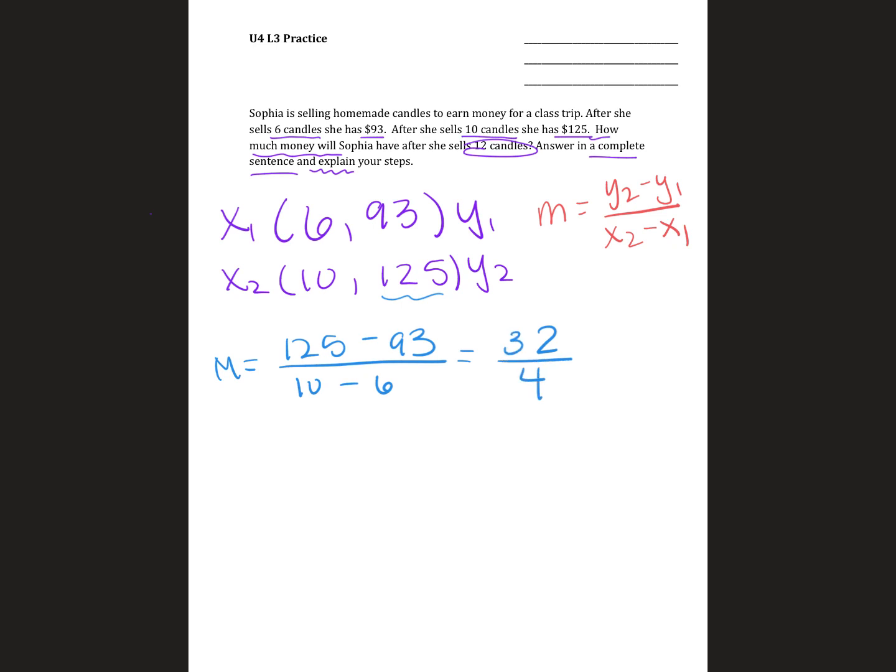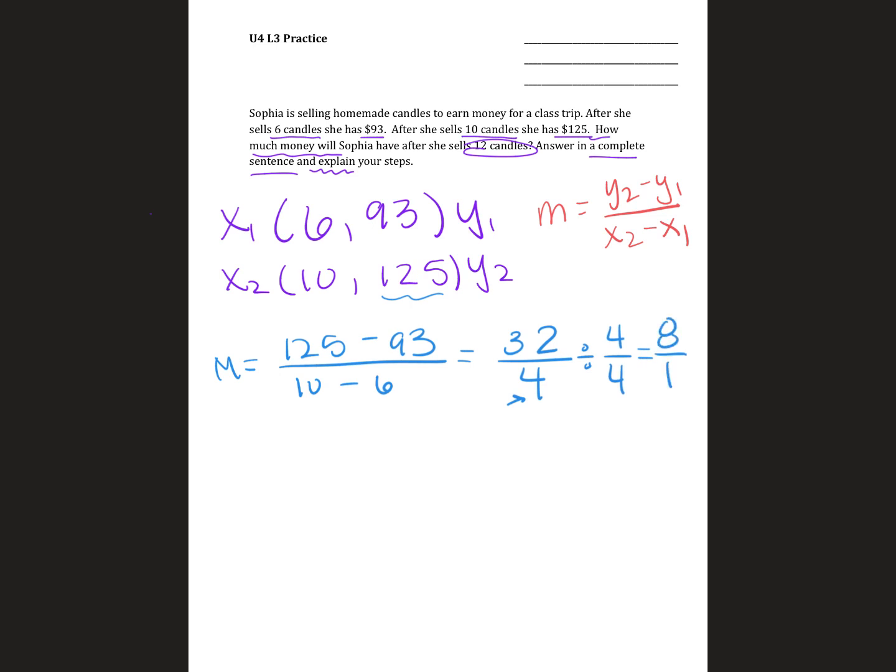Now remember, it needs to be a unit rate. That means our denominator needs to be 1. So how are we going to get this to become a 1? We're going to divide by 4. And we're going to do the numerator and the denominator divided by 4. So we end up with 8 over 1.